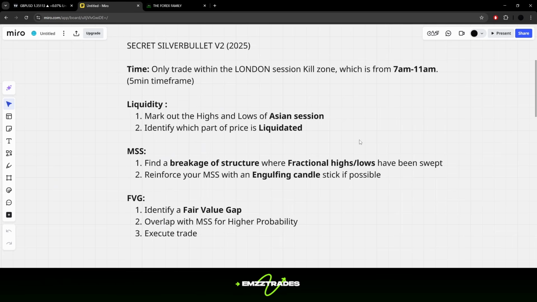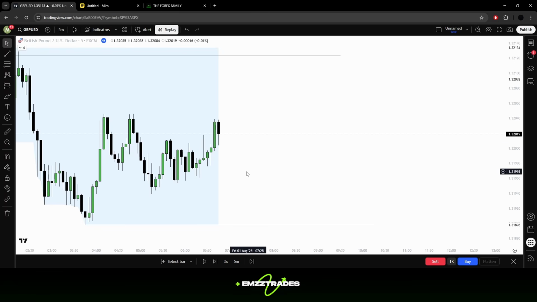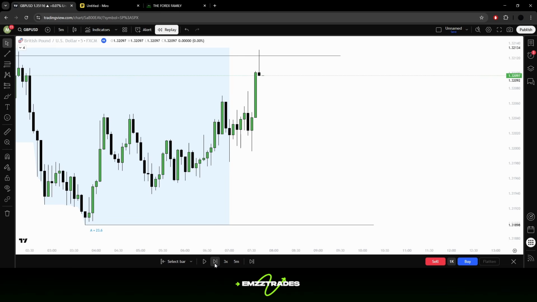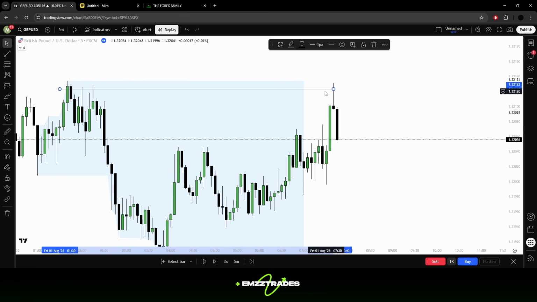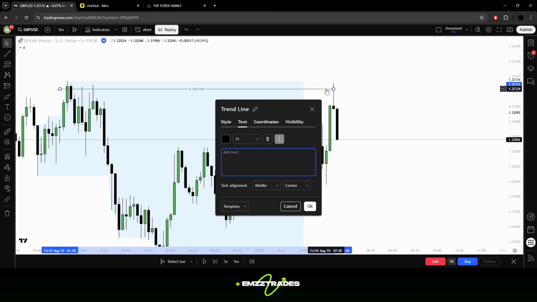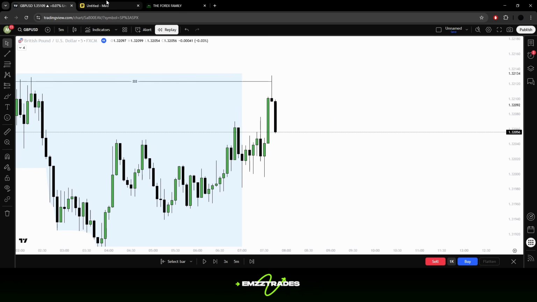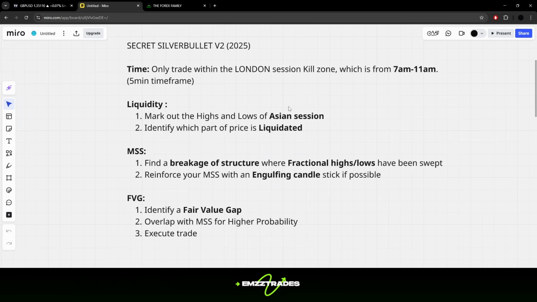What I need to do next is identify which part of price is liquidated first. Is it the highs or is it the lows? So if price plays forward now, as you can see, price has gone up to completely sweep the highs, right? So we can mark this out as our liquidity point. We can maybe put a few dollar signs right here just to show us that it is a point of liquidity, right? So what we're looking for next is very, very crucial.